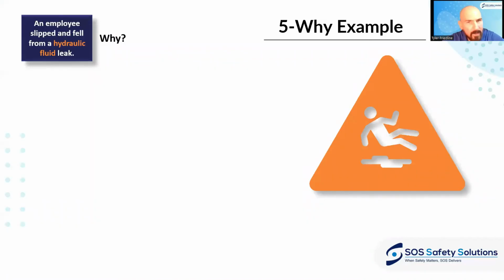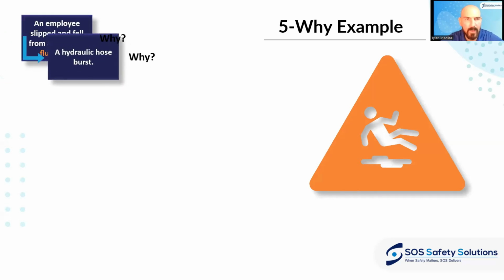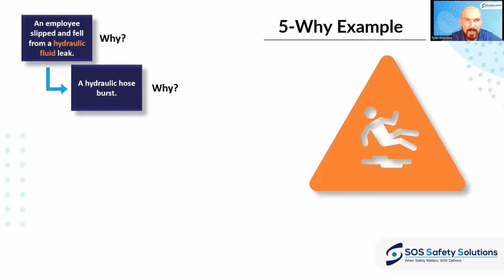So let's dig a little further here using our 5 why analysis, right? So the employee slipped on a fluid leak, right? Well, why did that occur? Well, a hydraulic hose was busted, right? That's where they stopped.